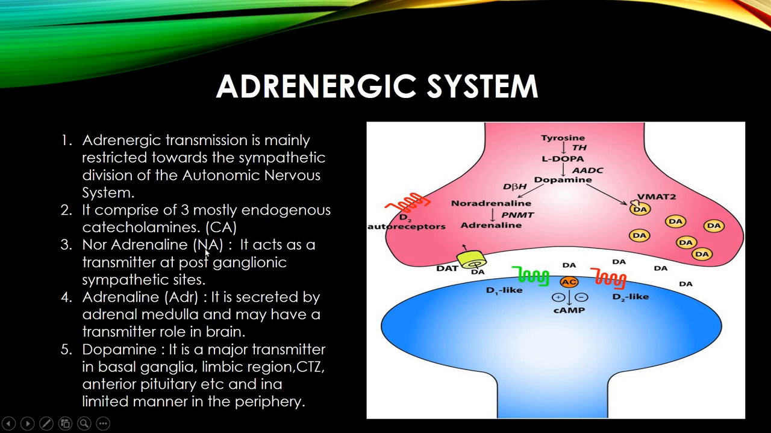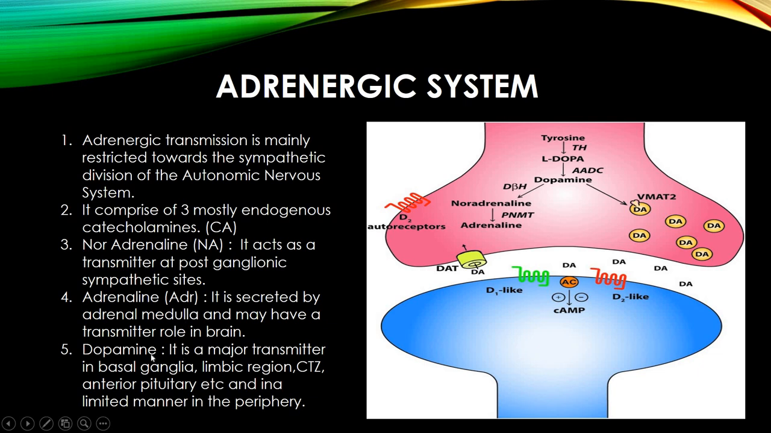So what is noradrenaline? It acts as a neurotransmitter at post-ganglionic sympathetic sites. So this is a neurotransmitter. Its location and site of release is post-ganglionic sympathetic sites. Next is adrenaline. It is secreted by the adrenal medulla and may have a transmitter role in the brain. So adrenaline is secreted by the adrenal medulla and it also has a neurotransmitter role in the brain.